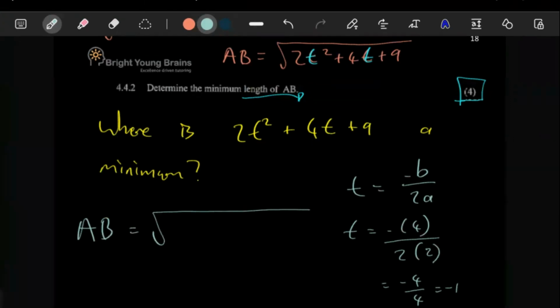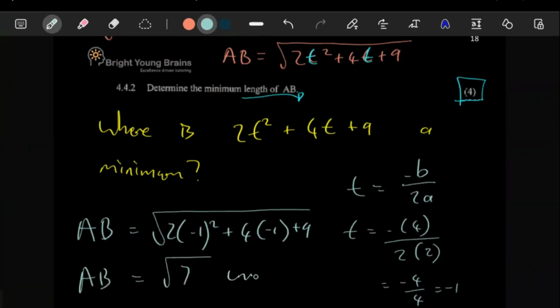So let's throw in our value of t. It's going to be negative 1 squared plus 4 times negative 1 plus 9. In the calculator, let's see what this gives us. The idea is to make sure that you put everything into your calculator correctly, because since you've done so much already, the only way to lose marks here is to put it in incorrectly. Putting everything into the calculator, we're getting square root of 7.